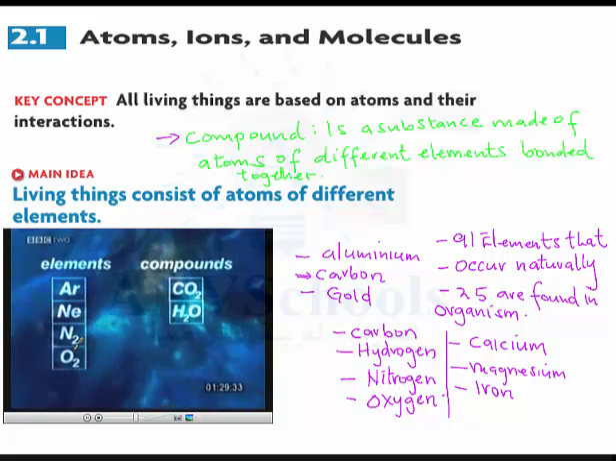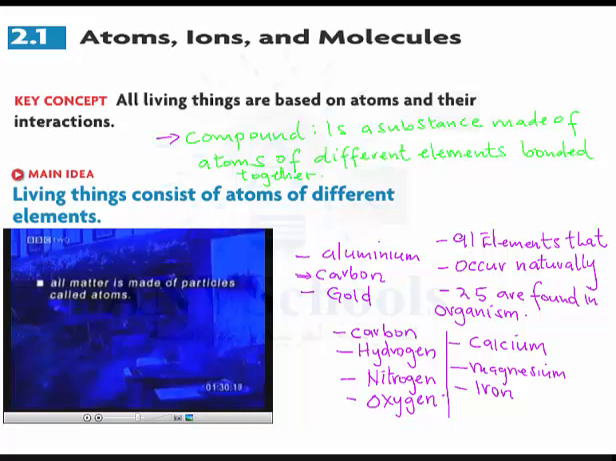Nitrogen, here, elements. Even though they are elements, they can still make compounds. So compounds can be made of either elements of the same kind or elements of different kinds and so forth.